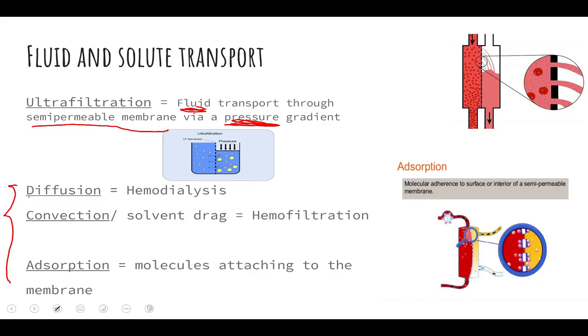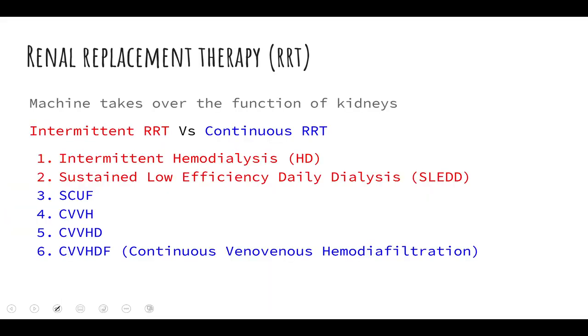Convection, or what we call solvent drag, is almost like hemofiltration, or takes hemofiltration into account. That's when fluid gets transported, it drags the solutes along with it. Adsorption is all the molecules that end up getting attached to the semi-permeable membrane. So keep these points in mind as we move forward in this lecture.